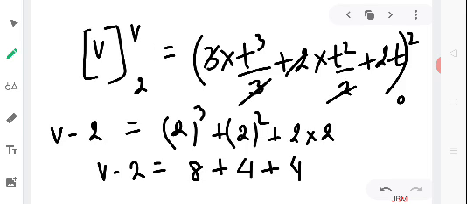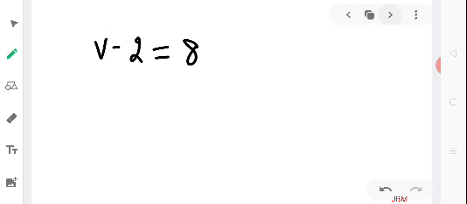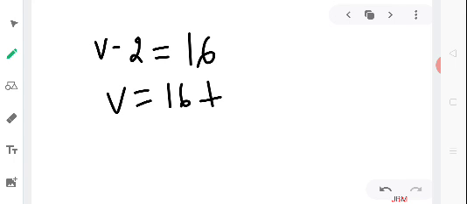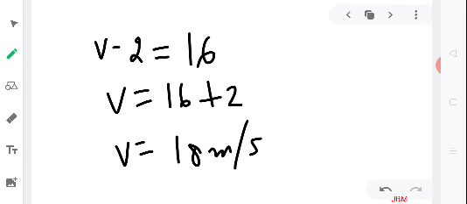Sorry, I can substitute the result. 8 plus 4 is 12. 12 plus 4 is 16. So that gives you 16. So v is equal to 16 plus 2. So that gives you v equal to 18 meter per second. So in this manner we can find out the value of velocity.